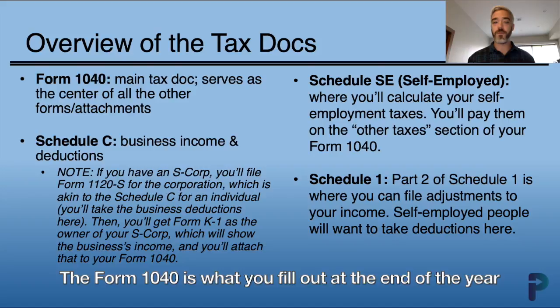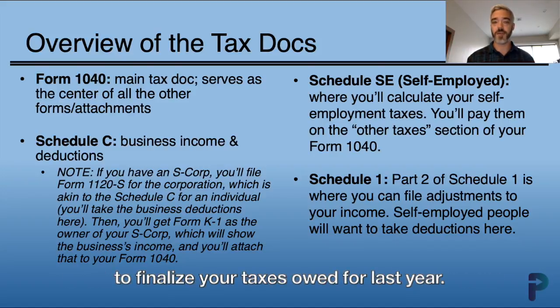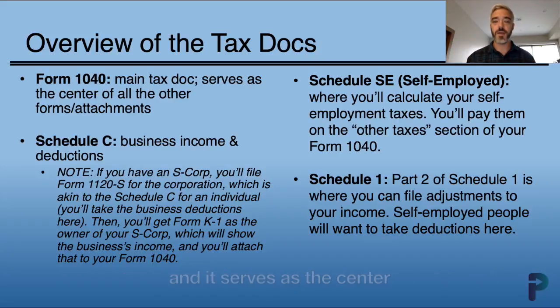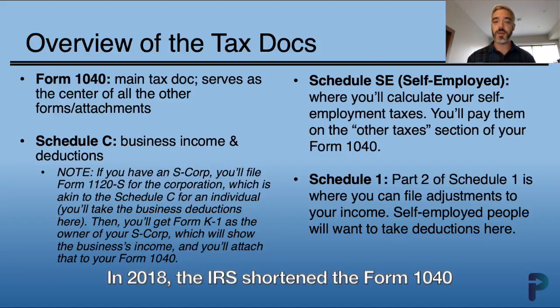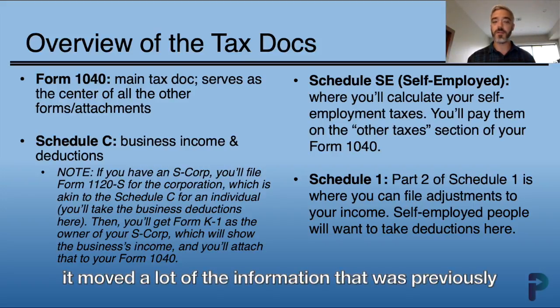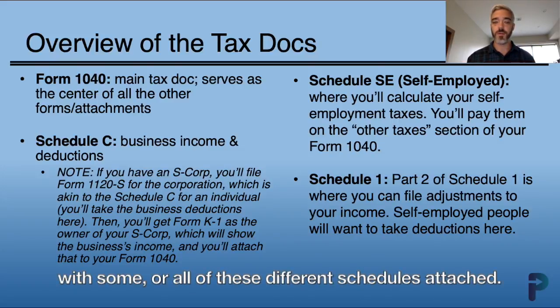The Form 1040 is what you fill out at the end of the year to finalize your taxes owed for last year. The Form 1040 is the headquarters of your tax filing, and it serves as a center of all the forms and attachments. In 2018, the IRS shortened the Form 1040 to make it simpler. As a result, it moved a lot of the information that was previously contained on the Form 1040 to different schedules. Now, you'll likely file a Form 1040 with some or all of these different schedules attached.